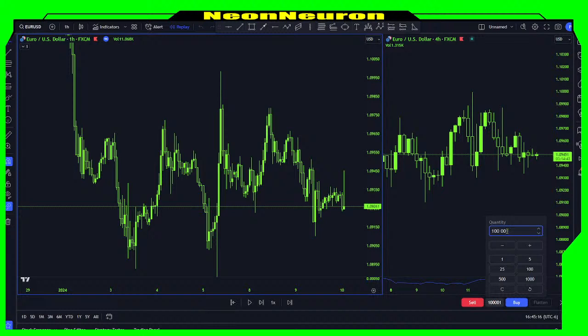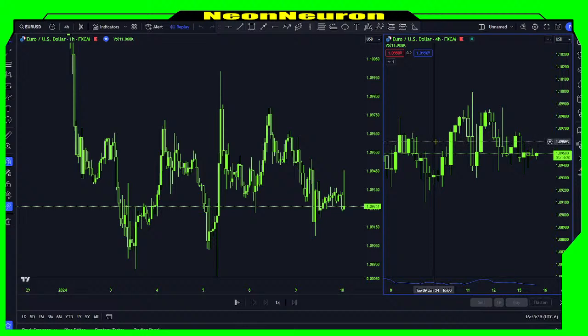No, that's not right. Okay. So a mini lot is 10,000 and a micro lot is 1,000. So, good grief, 1,000. Okay, so that's a micro lot. That's 0.01 in lot sizes, and that is what I'm using.